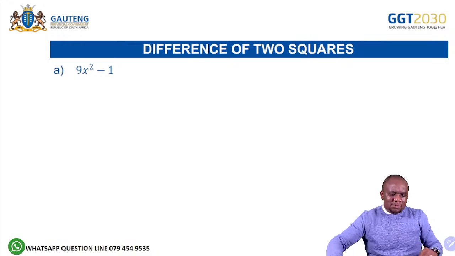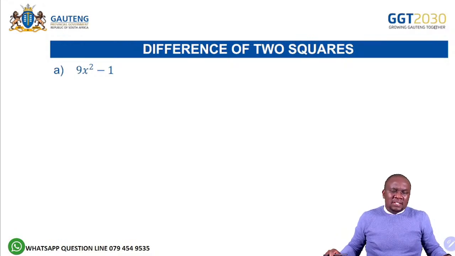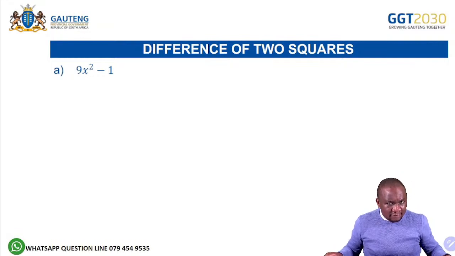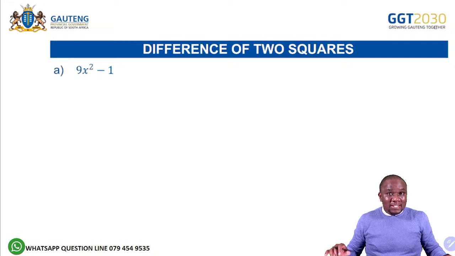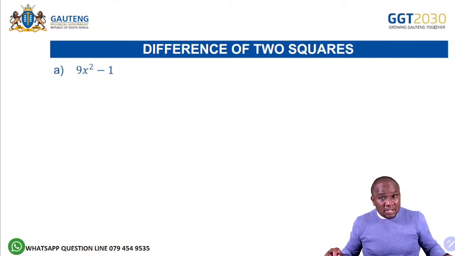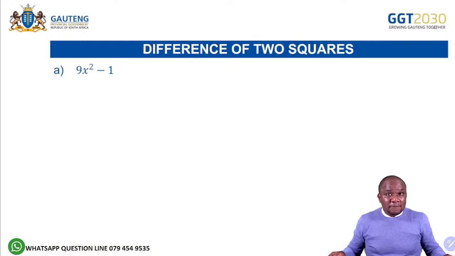Now, let's look at these two terms here: 9x squared and 1. We are separating these two terms. Is this a difference of two squares? Yes, it is a difference of two squares because 9x squared is a square, and 1 is a square number. So this is a difference of two squares.